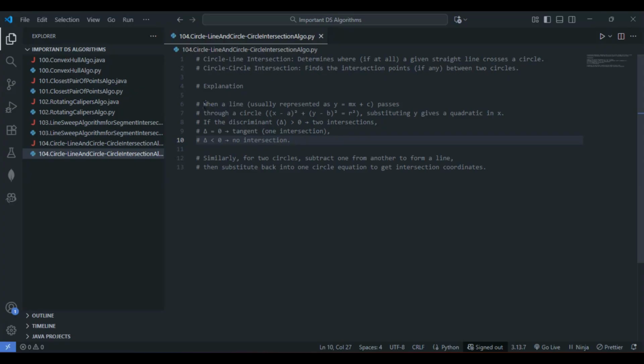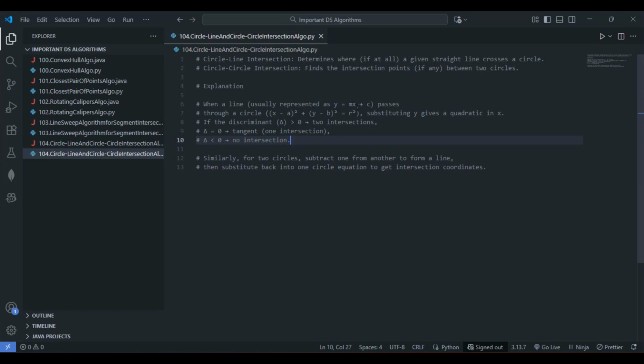The first thing, just listen to this carefully. The same thing we will be implementing in the form of code. A line is usually represented as y equals mx plus c, which passes through the circle. For the circle-line case we have an individual straight line and a circle. For the circle-circle case we have two circles, and it finds the intersection points between them. So we have a difference here.